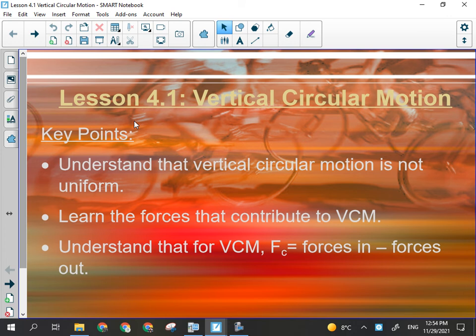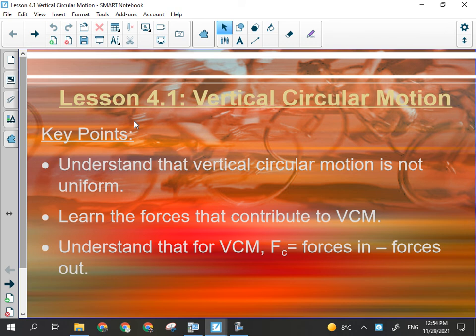But for a vertical circle, there's a minimum speed that you have to go in order to stay in the circle. If you don't achieve that minimum speed, then you can fall out of the circle, which is important if you're doing the loop. If you're trying to run a vertical loop, you have to have a certain speed to achieve that. All right, so vertical circular motion is not uniform. First thing we need to understand.